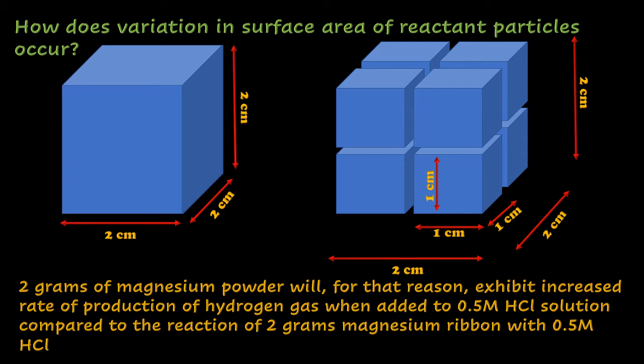We are maintaining the molarity of hydrochloric acid so that at all times we have the same number of reactant particles of hydrochloric acid. We are also maintaining the same mass of magnesium so that we compare the different surface areas of magnesium when we have a ribbon and when we have the magnesium powdered.